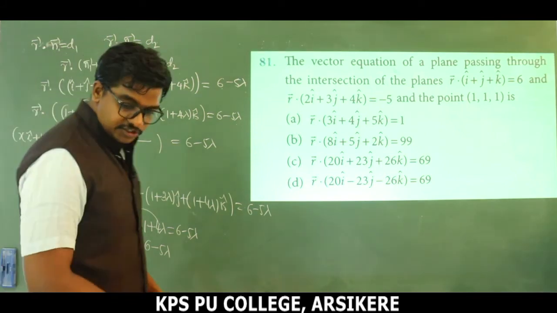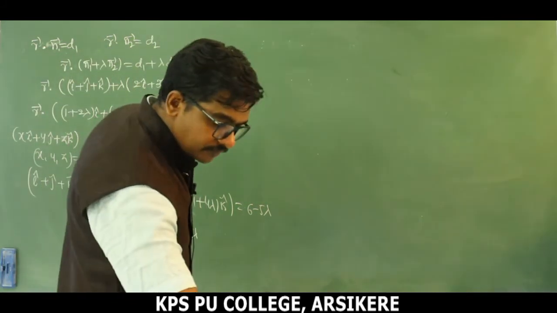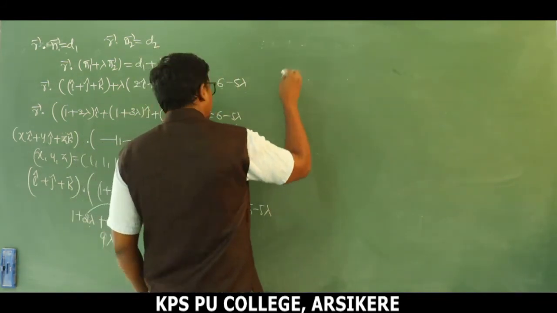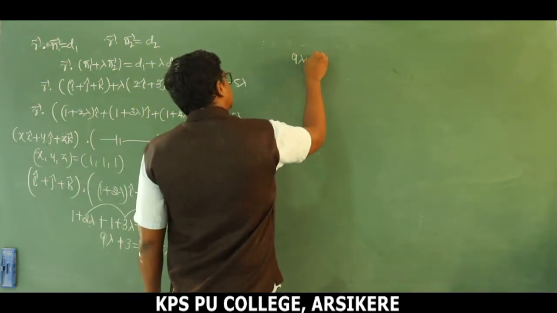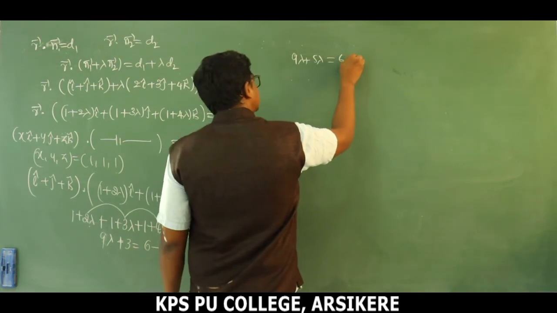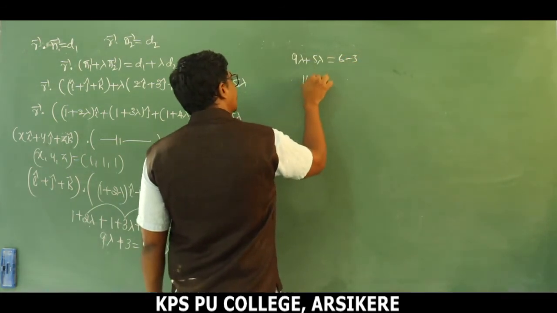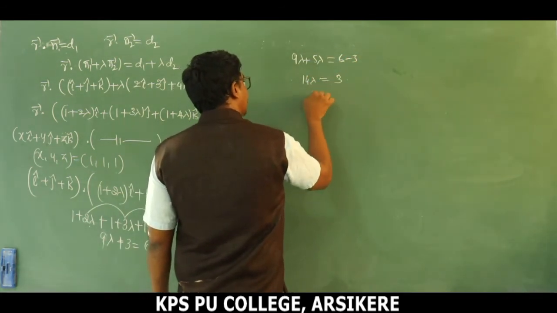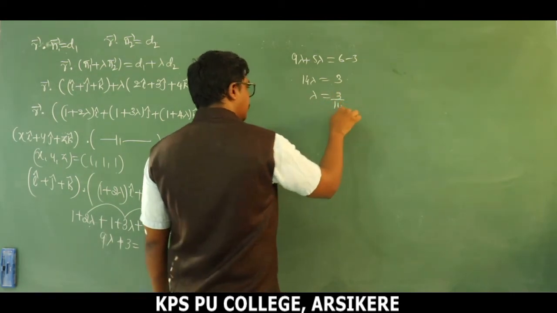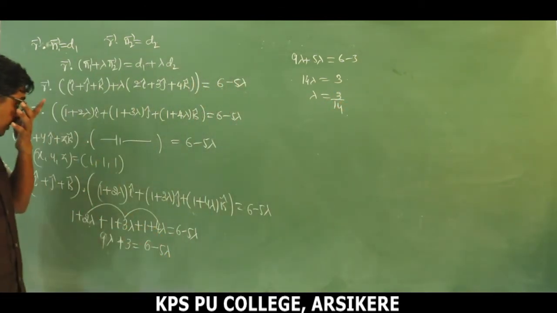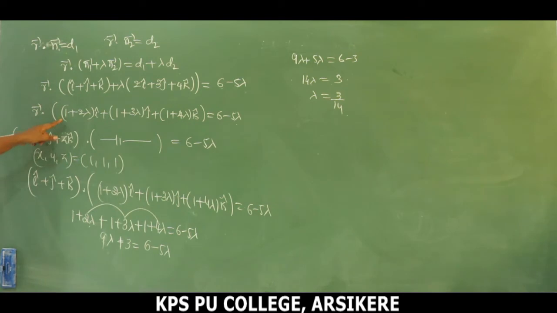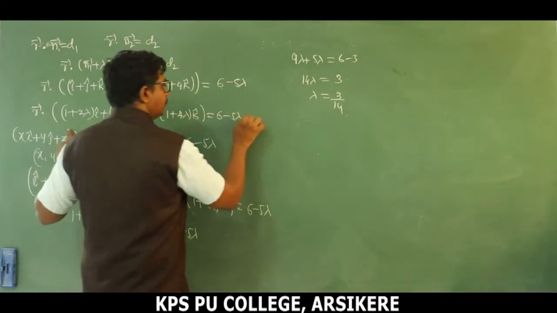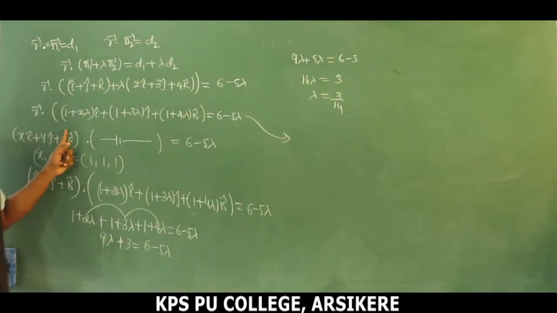Next step is simplification. 9 lambda plus 5 lambda is equal to 6 minus 3. This is 14 lambda is equal to 3. Lambda is equal to 3 by 14. So substitute lambda is equal to 3 by 14 in this equation.